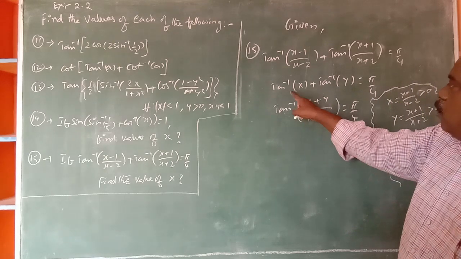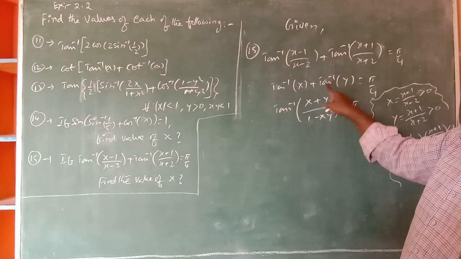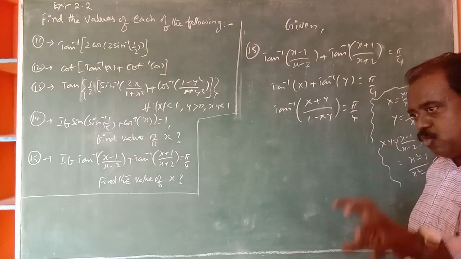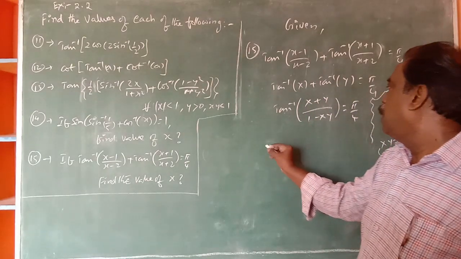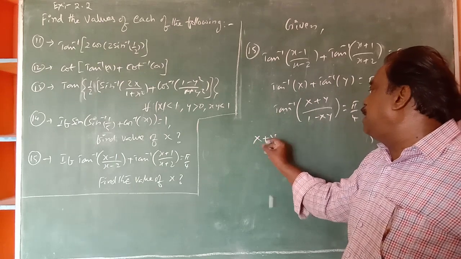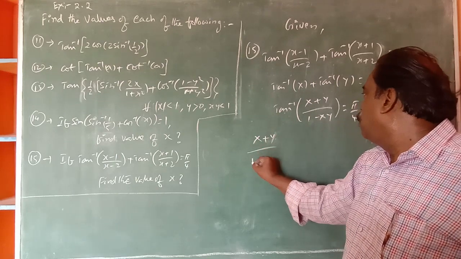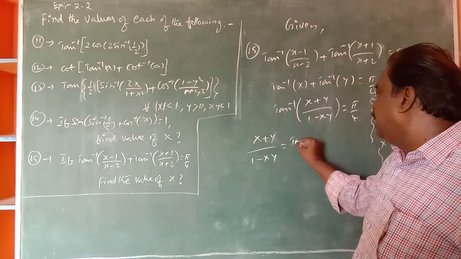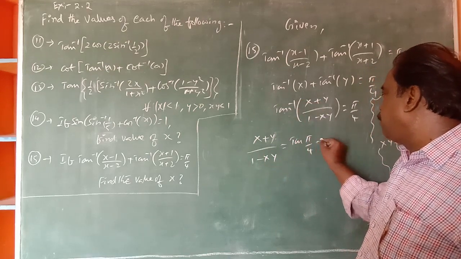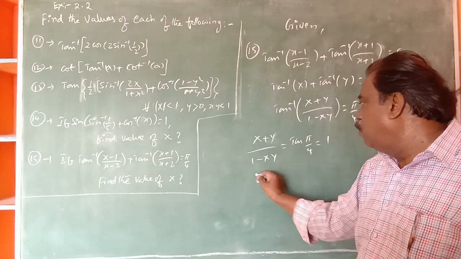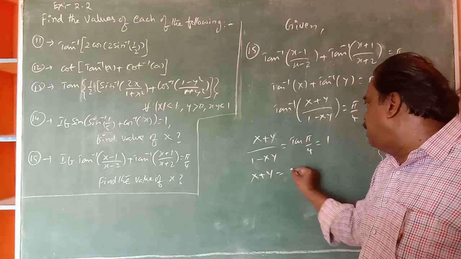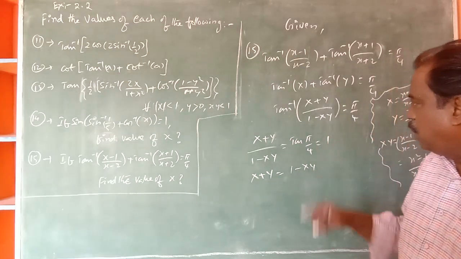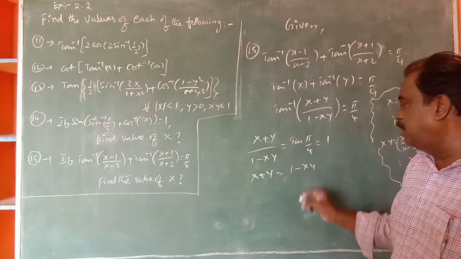Then tan inverse X plus tan inverse Y is tan inverse of (X plus Y)/(1 minus XY) is the formula. That is to be noted. Now (X plus Y)/(1 minus XY) is equal to tan pi by 4, with the tan inverse taken to this side, which is 1. So X plus Y is equal to 1 minus XY.